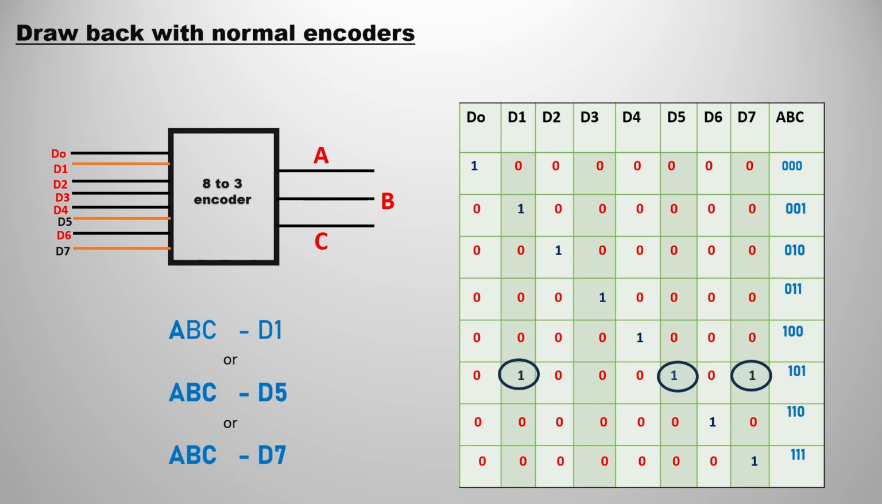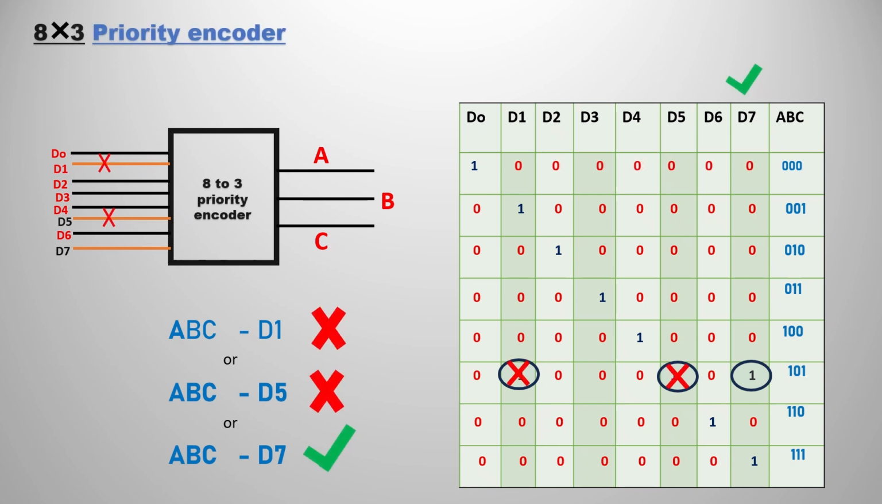Even though D5 is present in that line only, D7 is also high voltage, so we need to consider the high voltage, that is 111. As I said, we do not consider the two terms, that is D1 and D5. In this case D7 has the highest priority. If D7 is not there, and D5 and D1 only are there, then definitely D5 is our output.